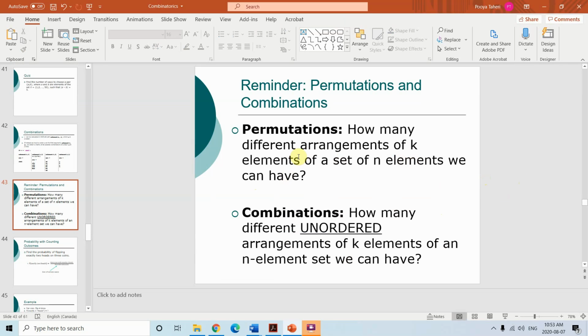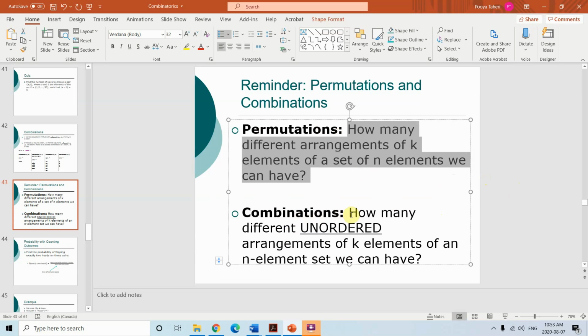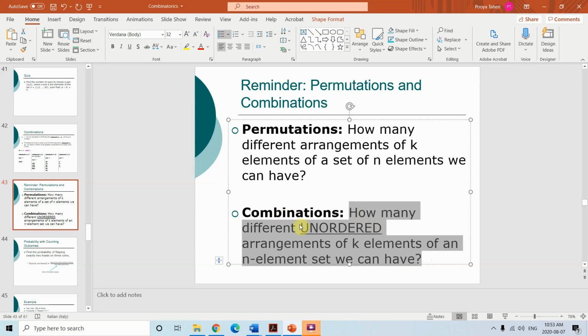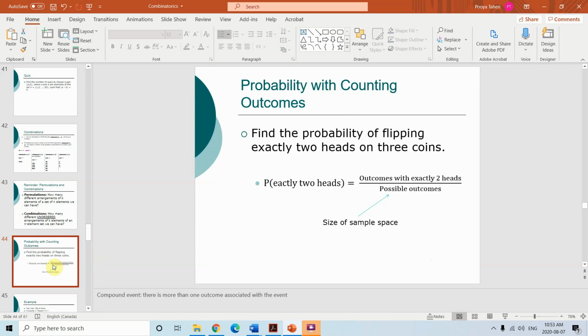So as a summary, permutation answers how many different arrangements of k elements of a set of n elements we can have. Combination answers how many different unordered arrangements of k elements of an n-element set we can have, right? So in combination, the order doesn't matter.